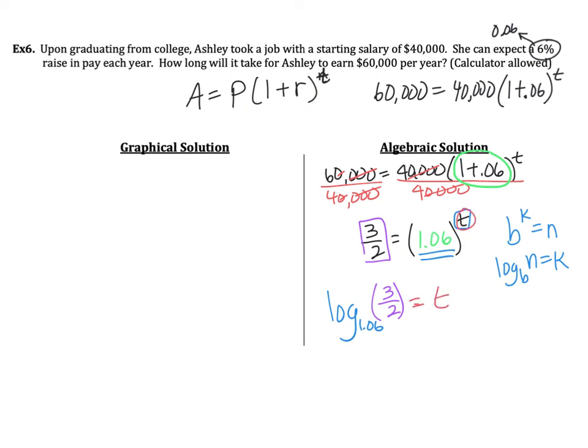And then what is that going to equal? Well, that allows me to isolate my exponent. So that equals t. I cannot plug this into my calculator if I were in Pressto test mode. Instead, I would have to use the change of base formula. So I'm going to change that into log 3/2 divided by log of 1.06. And so the base there is 10. So I plug that into my calculator, which I'm going to do right now.